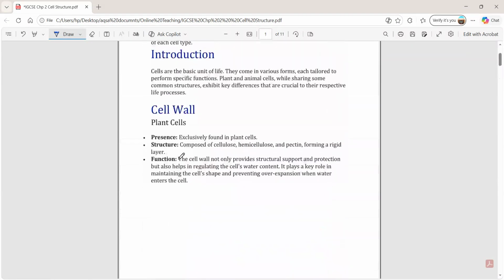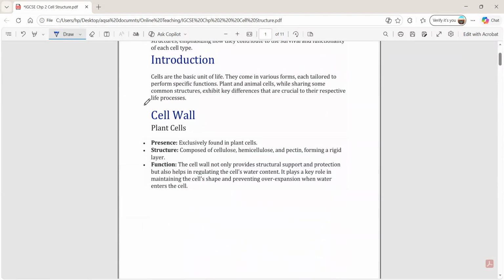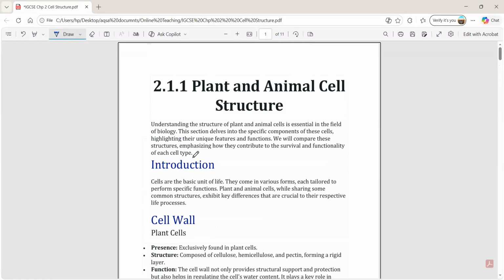Then we spoke about the cell wall. It is present only in the plant cell, but some other cells also have a cell wall. So the cell wall is basically fully permeable. It will allow everything to enter inside and then move outside. This is all about chapter number 2.